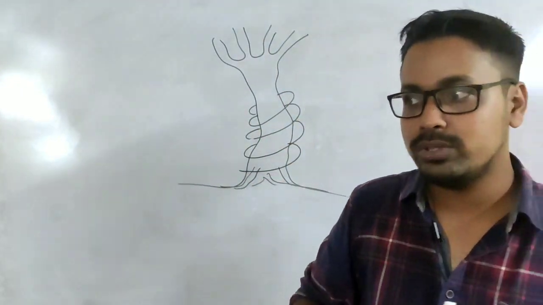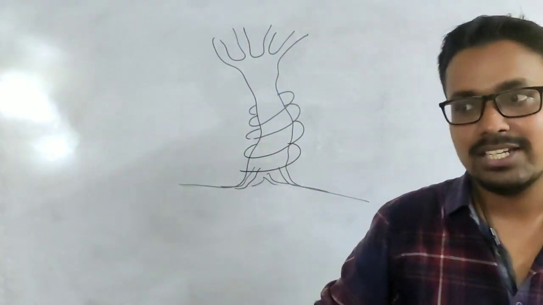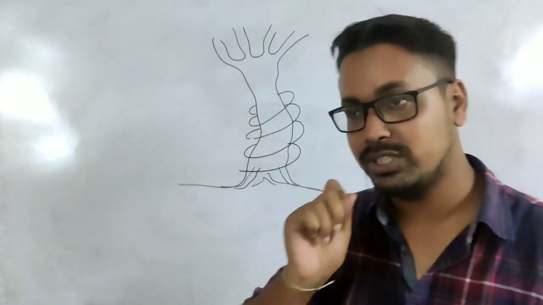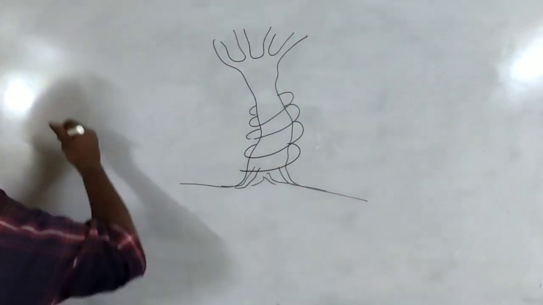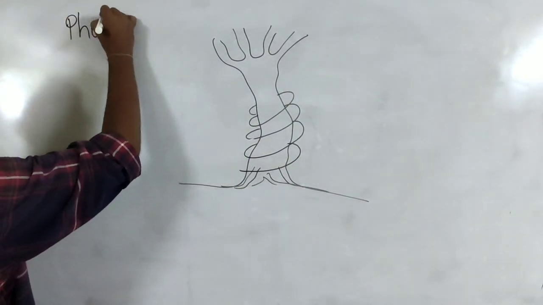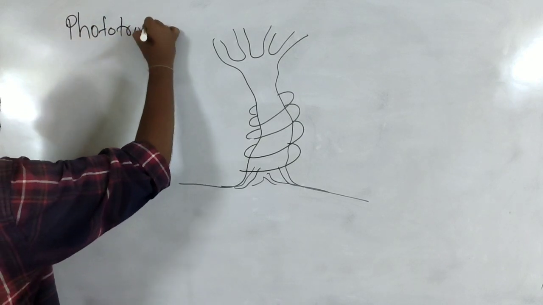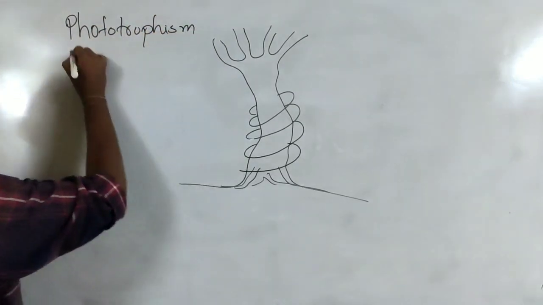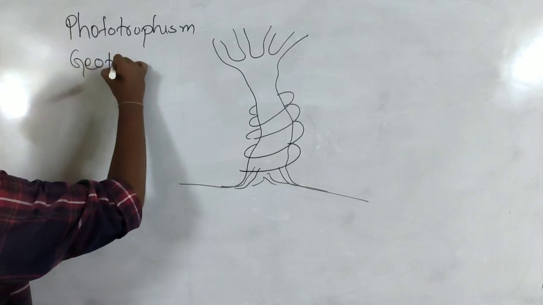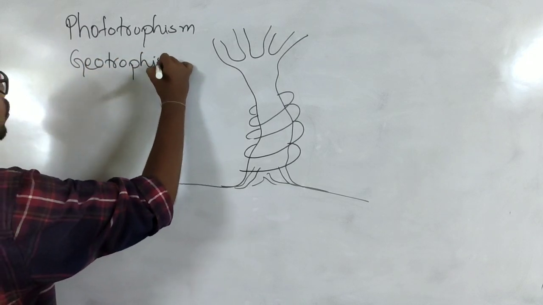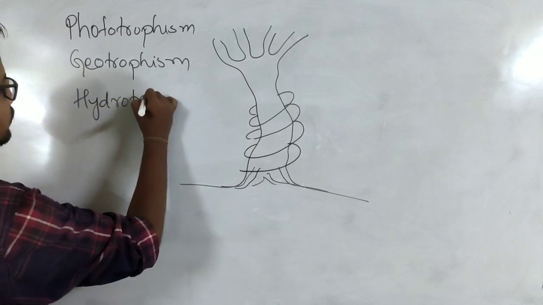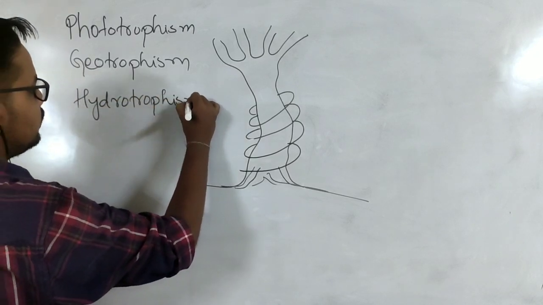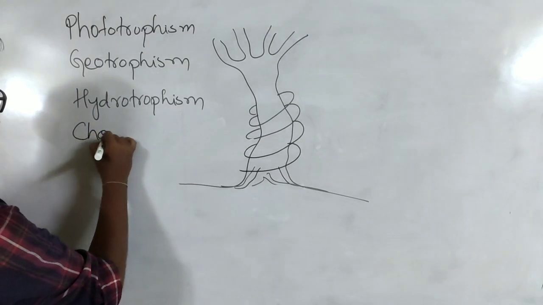Before we go into the chemical aspect of things, first let us know a few terms which are very important, and those terms are actually trophisms. We have phototrophism, then we have geotrophism, we have hydrotrophism, then we have chemotrophism.